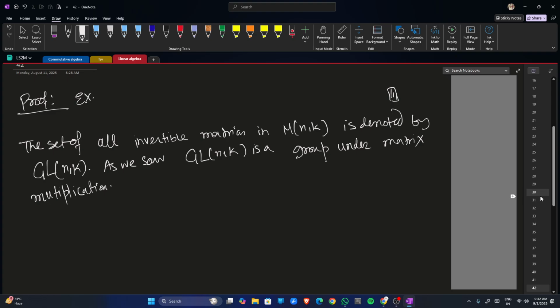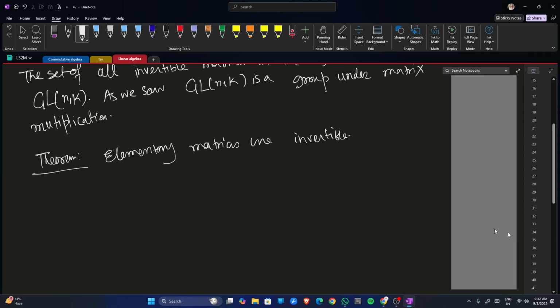Okay. Theorem. Elementary matrices are invertible. Proof. What is the proof?